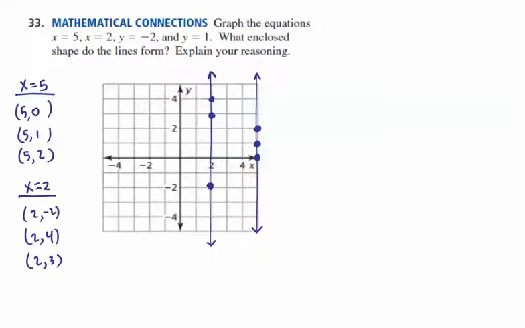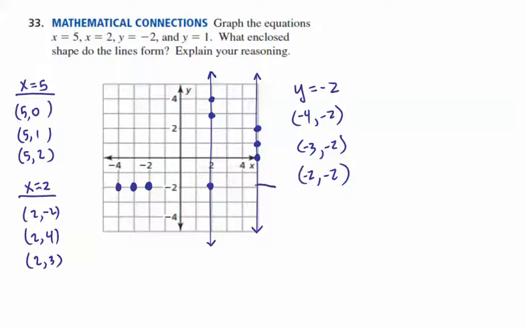And so we have that line, x is equal to 2. Then we want y is equal to -2. And we look for a number of points whose y-coordinate is -2. And we can pick -4, -3, -2. So we want x is -4, y is -2. X is -3, y is -2. X is -2, y is -2. And so we have this line.